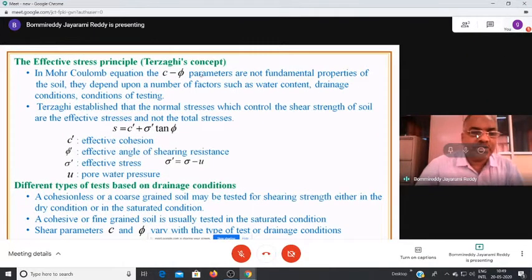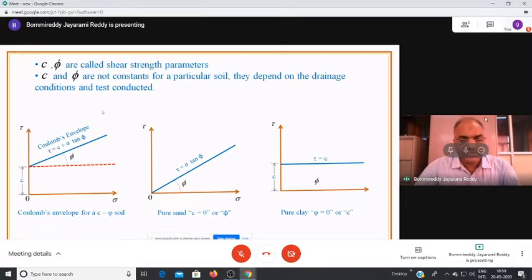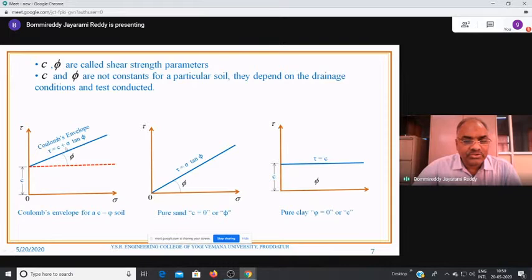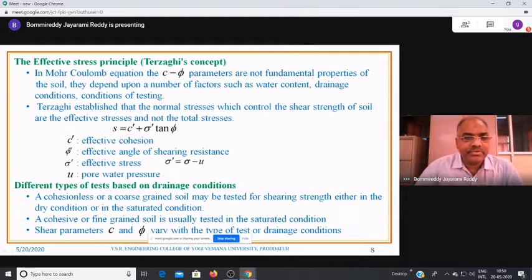Terzaghi has given a concept which is completely based on the effective stress principle. In the entire previous discussion, whatever the value of phi, sigma, or C, all these parameters were with reference to the total stress, and it was not considering the pore water pressure.